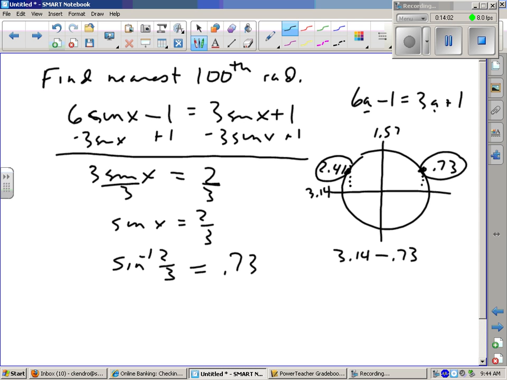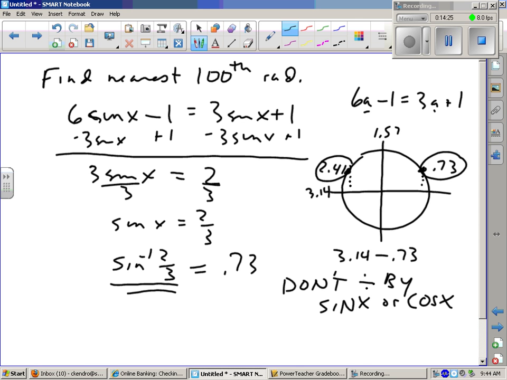Okay, so the big thing is treat it like algebra, but when you get to the end, you actually have to figure out the values of sine and cosine. Don't divide by sine or cosine, because you lose answers, or any other trig function. Okay, so don't do that. And you're still looking for two answers a lot of the time. And sometimes you're going to be in radians, sometimes you're going to be in degrees.